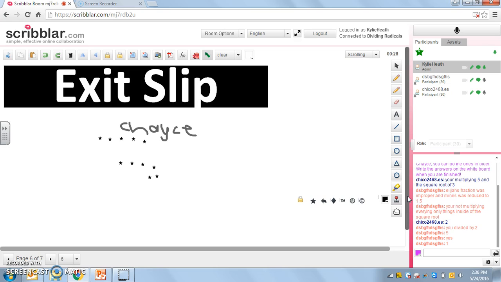All right, it looks like Chase, you feel very confident in this, and Elijah, it looks like you are good with dividing radicals, but you could use a little lesson in counting. 1, 2, 3, 4, 5, 6.